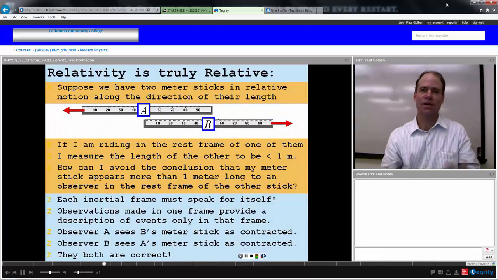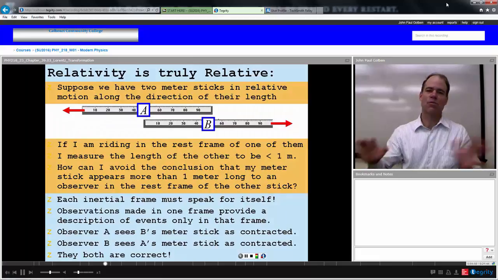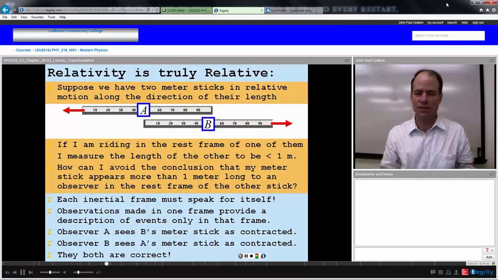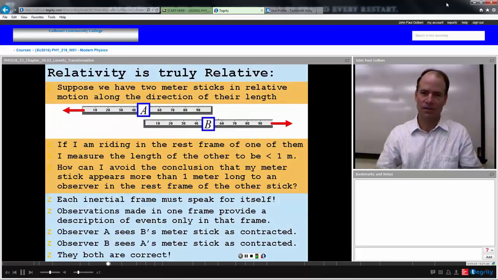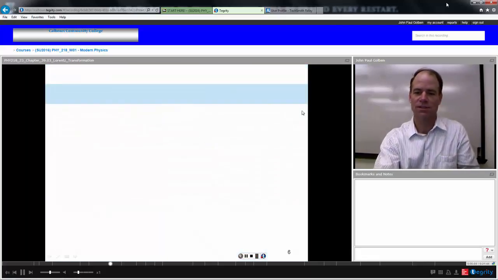The only time we get into complications is if one of them decides to stop, turn around, and then try to compare notes. But if they continue on their merry way, then they can be assured that they are seeing it correctly from their frame of reference.